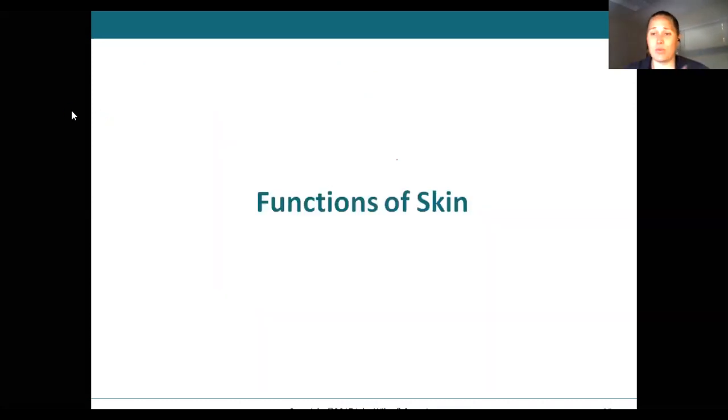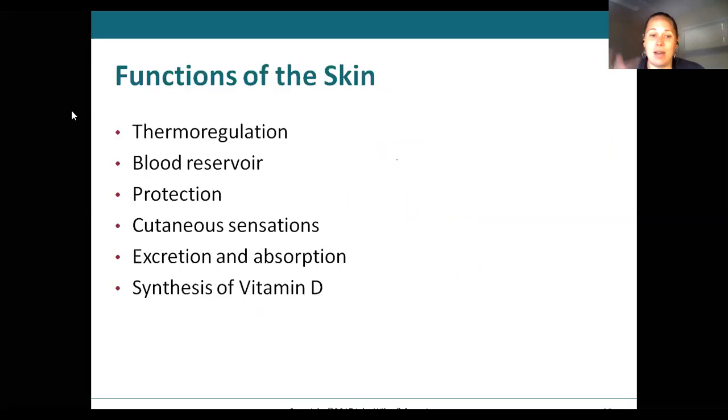Okay, functions of skin. So what does skin do? You're probably going to get tired of me talking about protection, as well as synthesis of vitamin D and helping break it down into calcium. So thermoregulation, it helps you keep the right temperature, right?